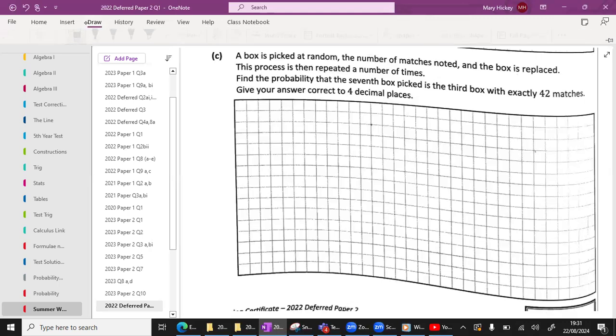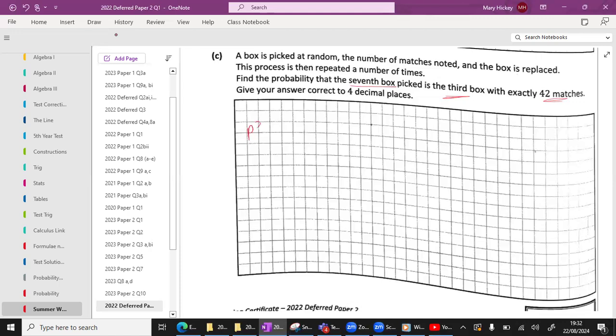So find the probability that the seventh box picked is the third box with exactly 42 matches. Okay, so if the seventh box is the third one with the number of matches we're looking for, the successful outcome, I guess we can call it, then in the first 6 choices I would have picked 2 with 42 matches. And then in my 7th choice, the one that's remaining is the favorable outcome I'm looking for. So maybe it would be no harm to remind ourselves of the probability distribution formula.